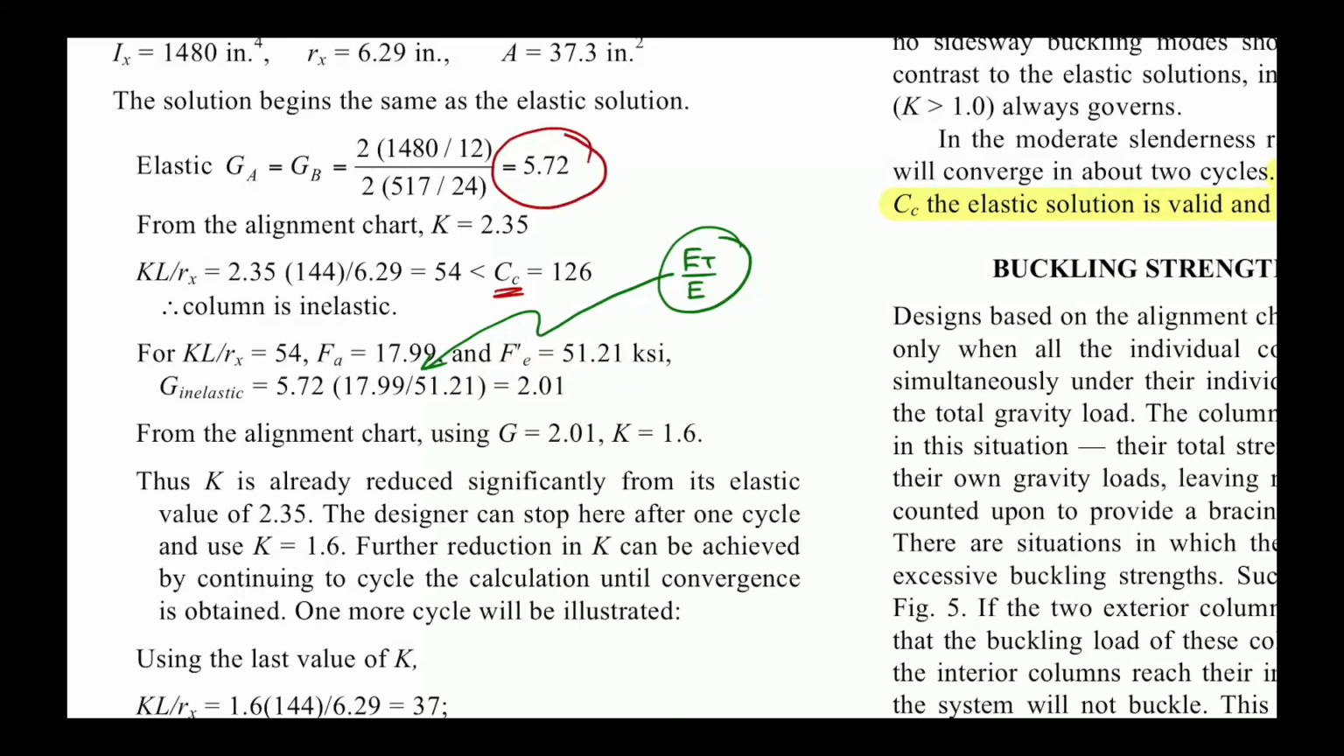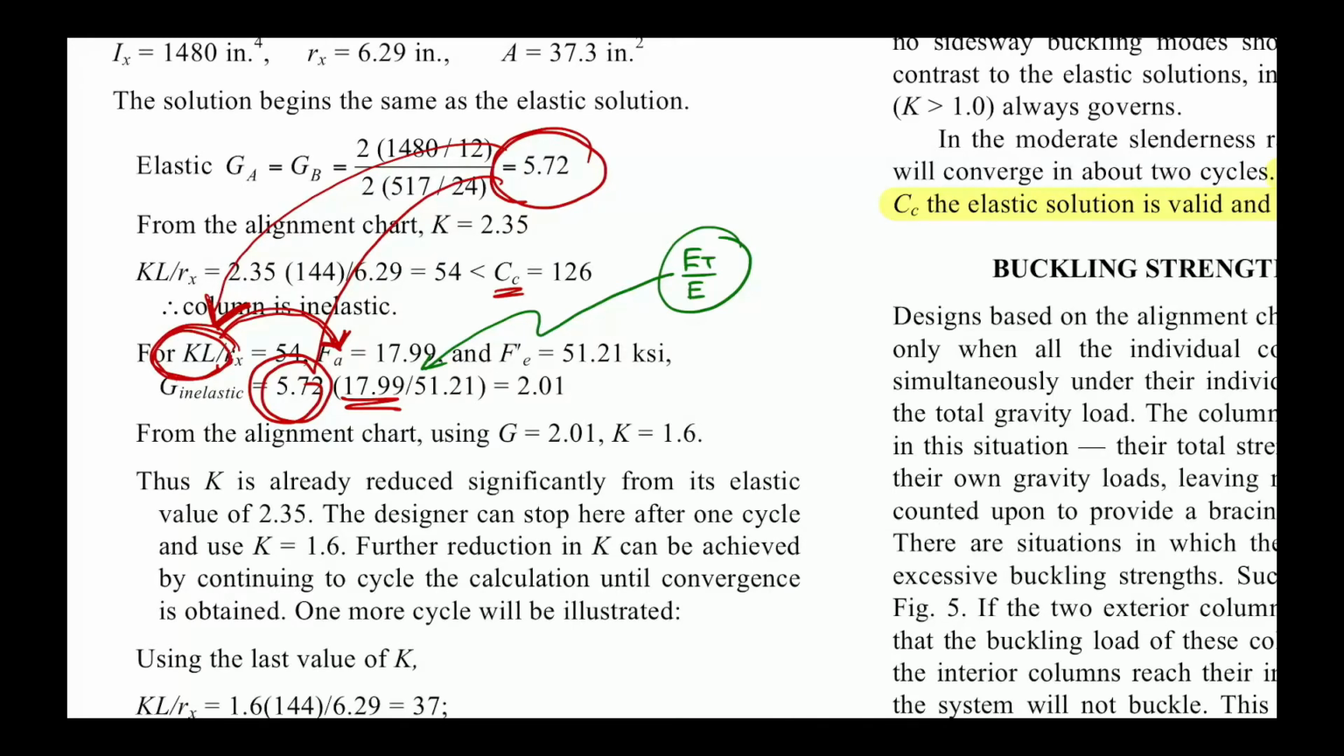So you have the G from here, right? You drop it in here, and then you have the stress FA, which is computed from that KL over R. FA comes from the KL over R, and this KL over R comes from the G. You're not confused, right? You get the G, you go to the alignment chart, you get the K value. You get the K value, you compute KL over R. KL over R will be used in the AISC formula in order to find the FA, the inelastic buckling stress.